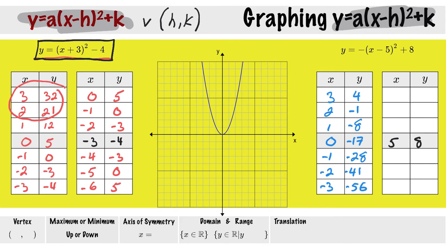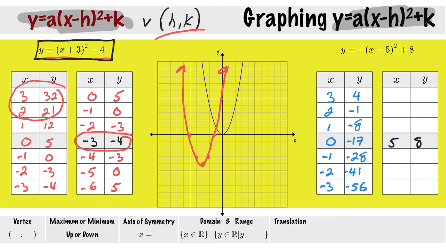And now when I go to graph it, negative 3, negative 4 is my vertex. Negative 2, negative 3, use symmetry. Negative 1, 0, again use symmetry. And 0, 5. And now I can use my chart to graph my parabola. What you want to do is be able to identify h and k as the vertex and then step 2 or 3 values on either side.